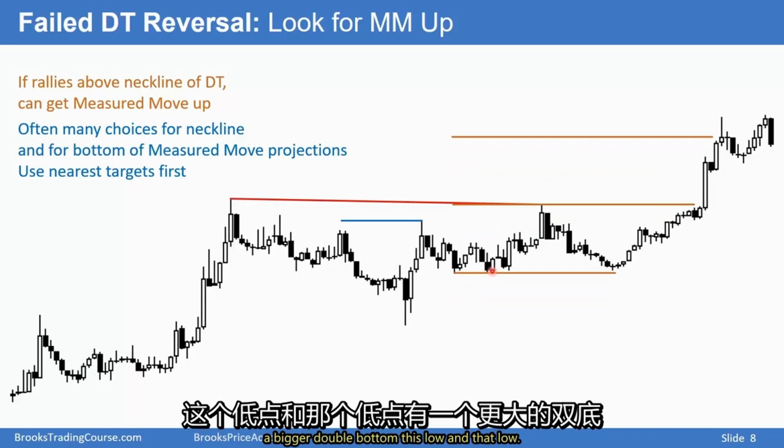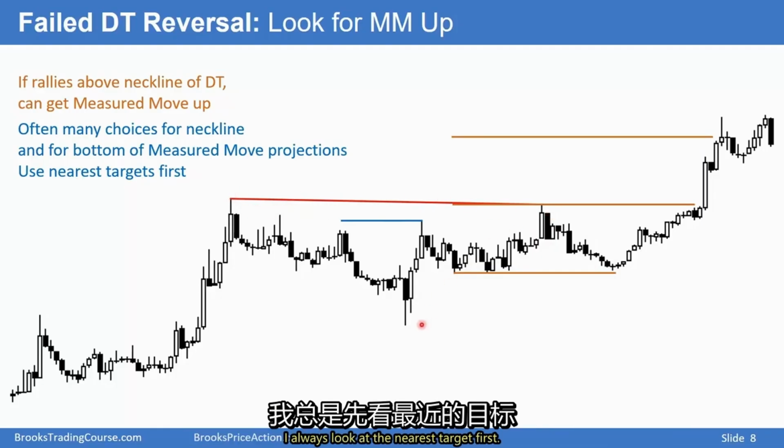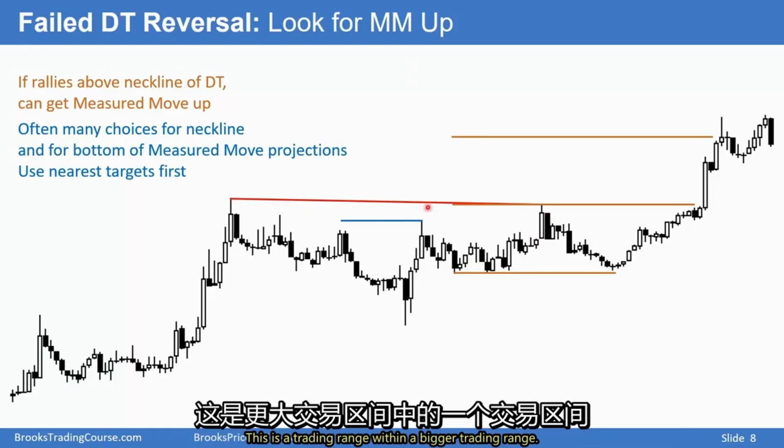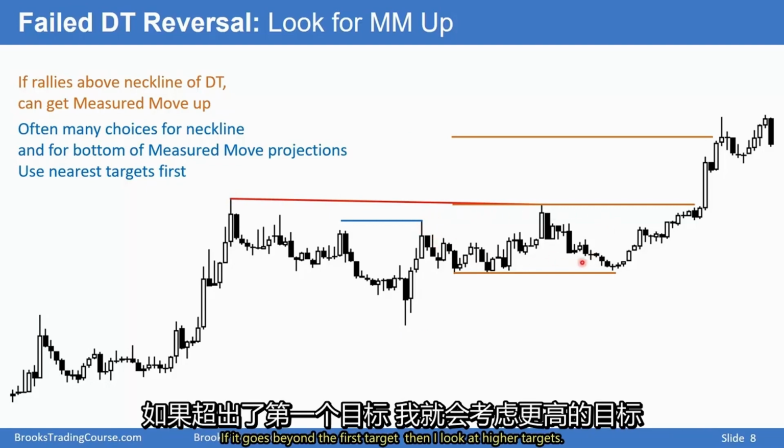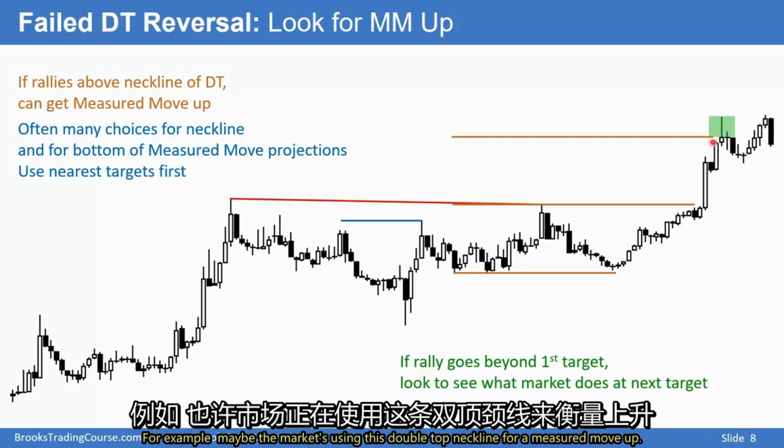We have a small double bottom here, a bigger double bottom, this low and that low. I could also do a measured move based upon this big double top using this neckline for a measured move up. I always look at the nearest target first. This is a trading range within a bigger trading range. If it goes beyond the first target, then I look at higher targets.